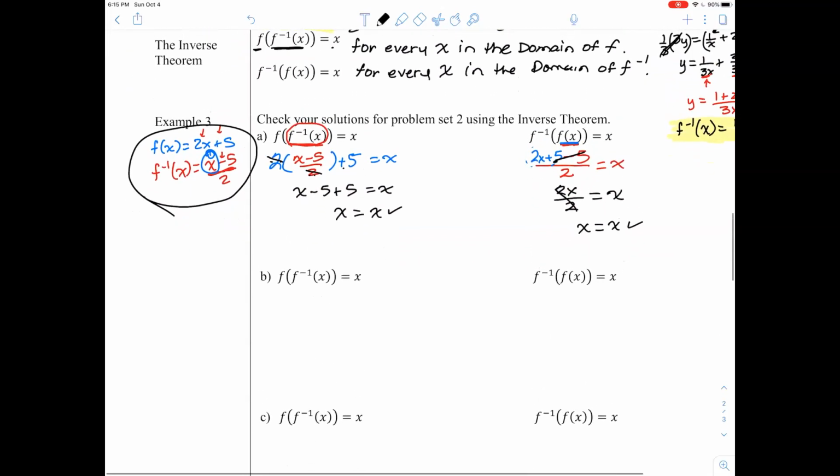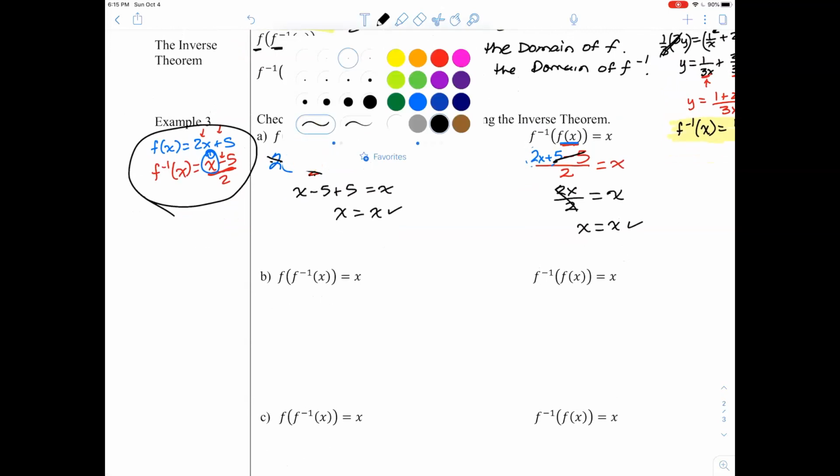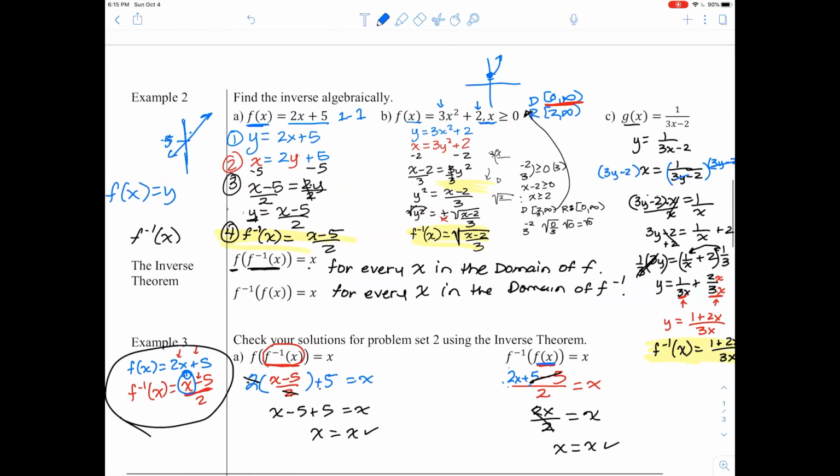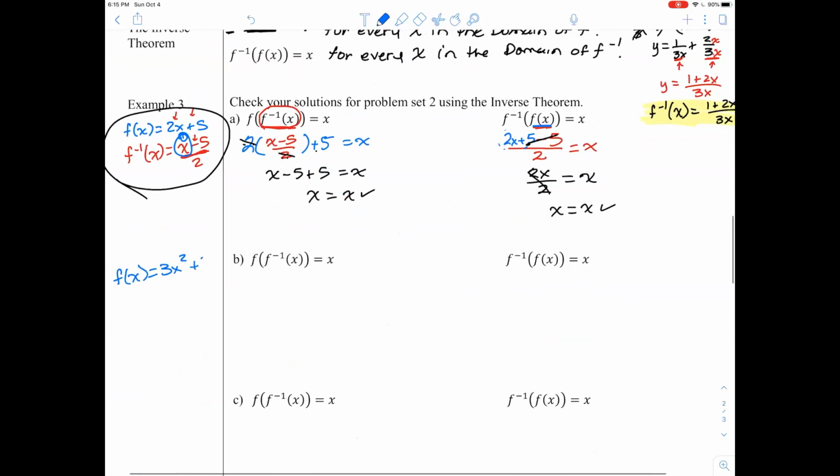This next one's a little more complicated than the last one, really more complicated. So with example B, we had f of x is equal to 3x squared plus 2, for x is greater than or equal to 0. And then our f inverse of x was the square root of (x minus 2) all over 3, and that was for x is greater than or equal to 2. So we're going to be plugging those into each other.